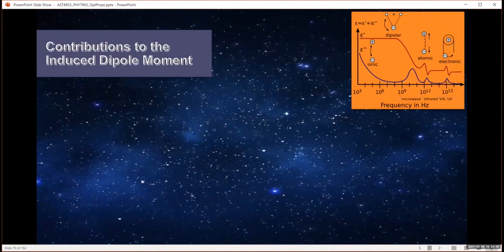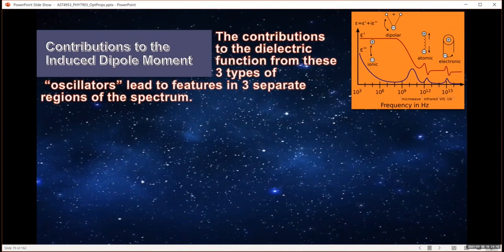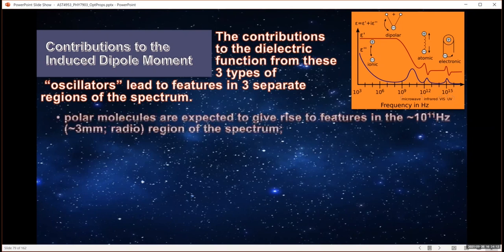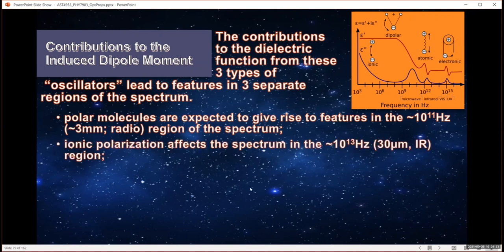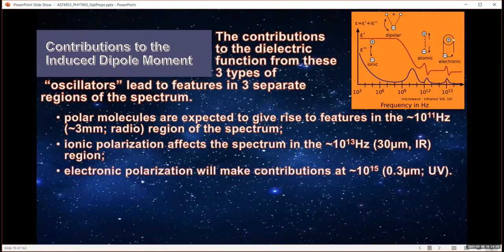And they're going to contribute in different parts of the electromagnetic spectrum. So we're going to have these oscillators. We have a polar molecule, and it will have features that arise in the radio region. We'll have ionic polarization, and that's going to be in the infrared region. And then you're going to have the electronic polarization. As the electrons are displaced from being evenly distributed around the nucleus, we get a polarization there, and that will happen in the ultraviolet.